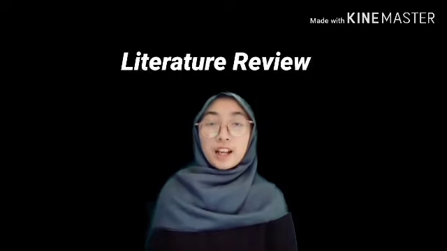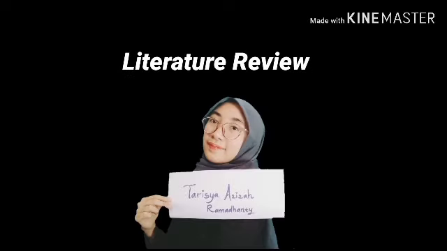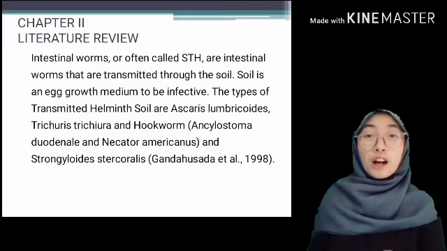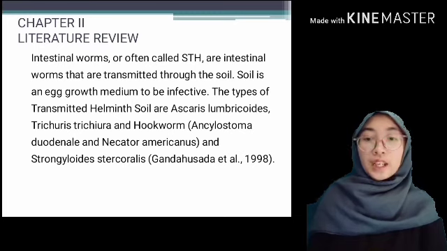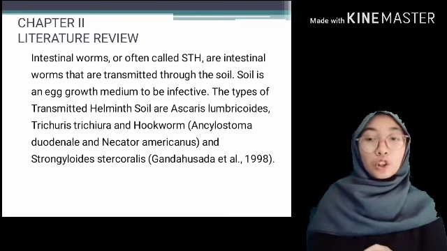Chapter 2, Literature Review. Intestinal worms, or often called STH, are intestinal worms that are transmitted through the soil. Soil is an egg-growing medium for them to become infective. The types of soil-transmitted helminths are Ascaris lumbricoides, Trichuris trichiura, hookworms Ancylostoma duodenale and Necator americanus, and Strongyloides stercoralis.